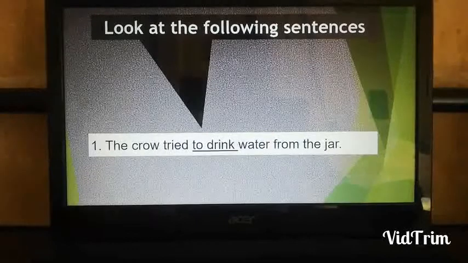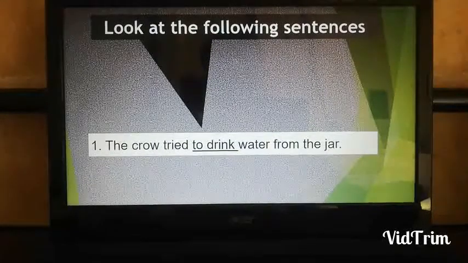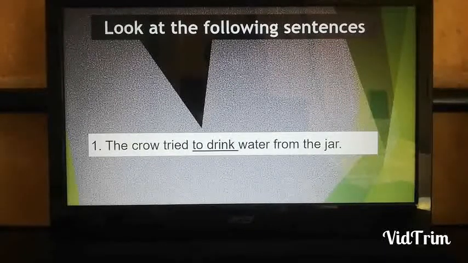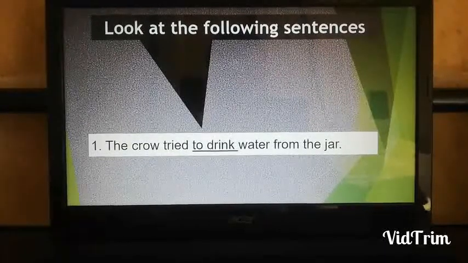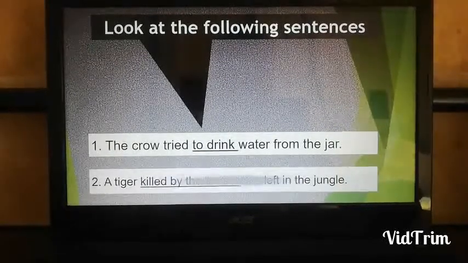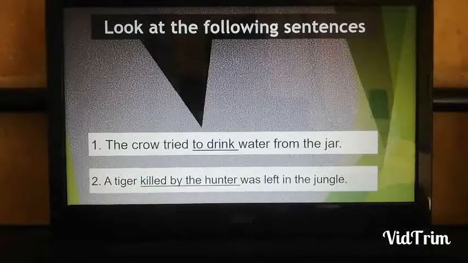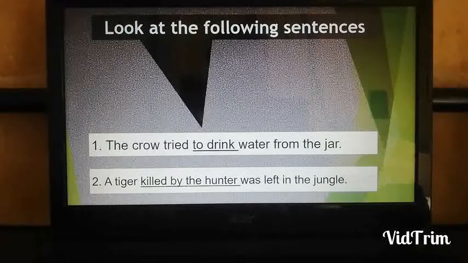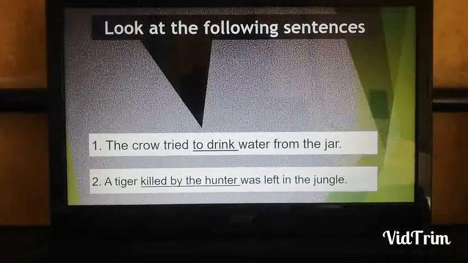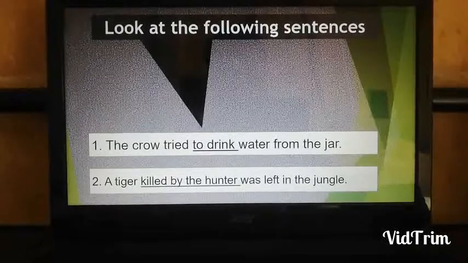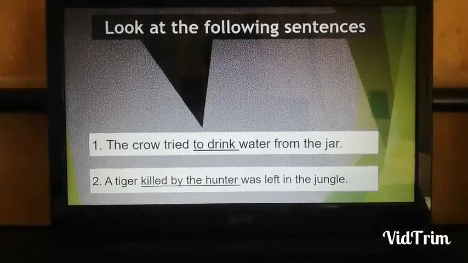At first, look at the sentences. The sentences are given below. The first sentence: the crow tried to drink water from the jar. In this sentence, you are getting two underlined words. And the next sentence: a tiger killed by the hunter was left in the jungle. In this sentence, you are getting four underlined words. So we will discuss regarding the underlined words, who are they and how to use them. So let us move forward.